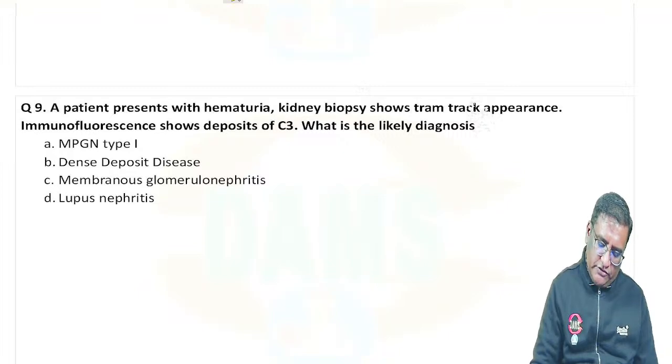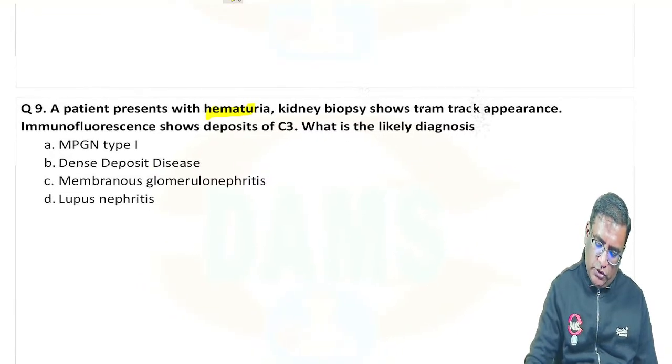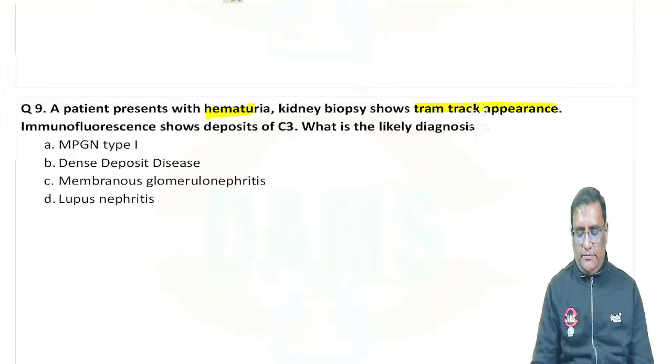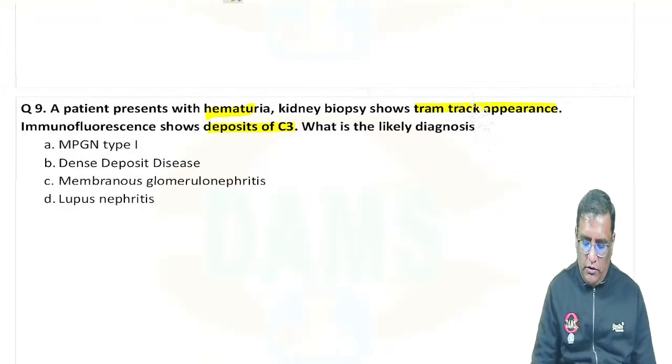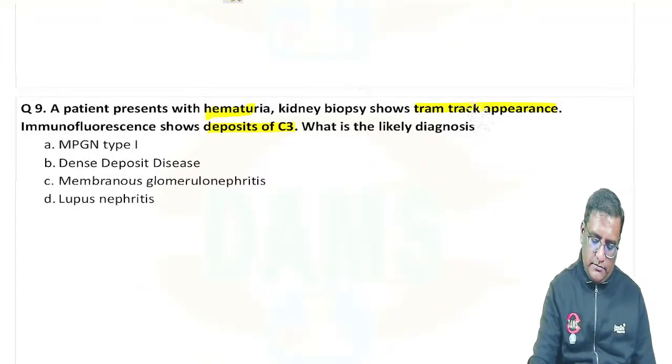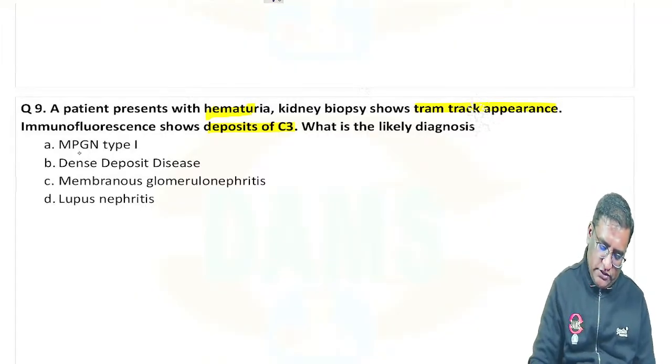A patient presents with hematuria. Kidney biopsy shows a tram track appearance. Immunofluorescence shows deposits of C3. What is a likely diagnosis? There are deposits of C3. What is the likely diagnosis?